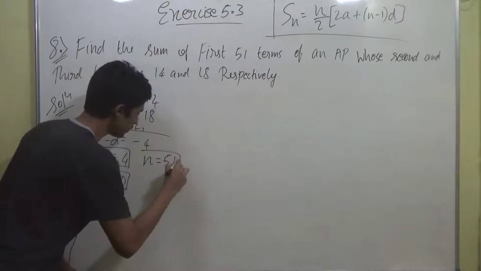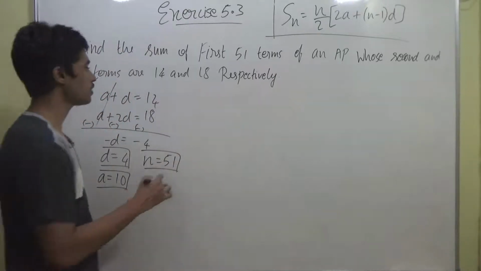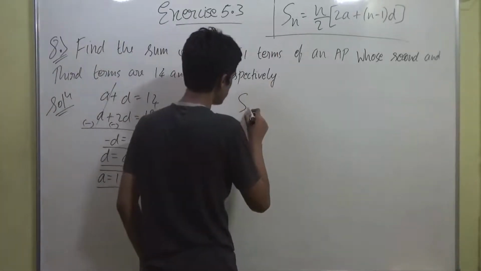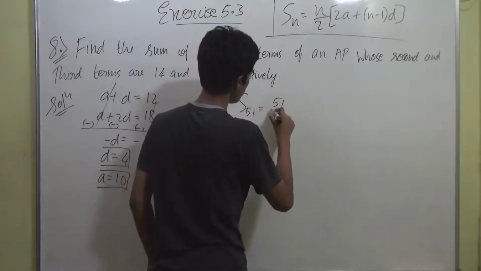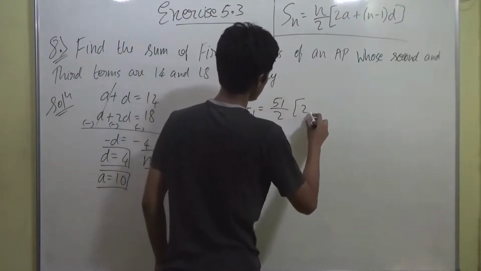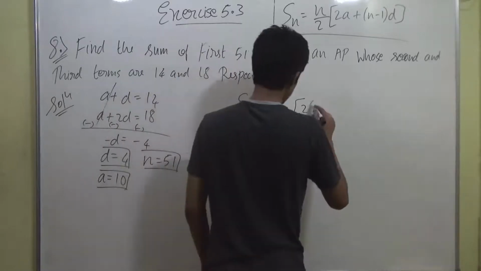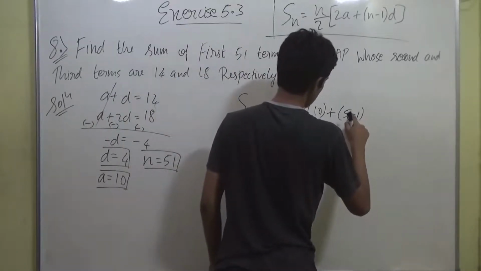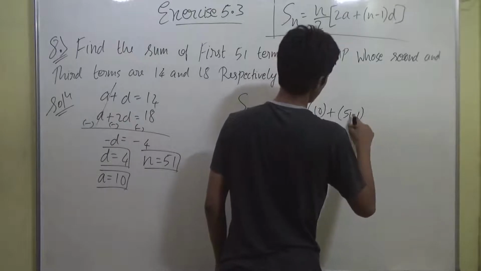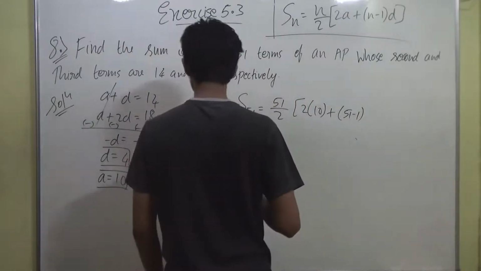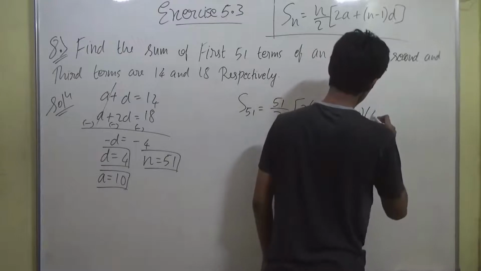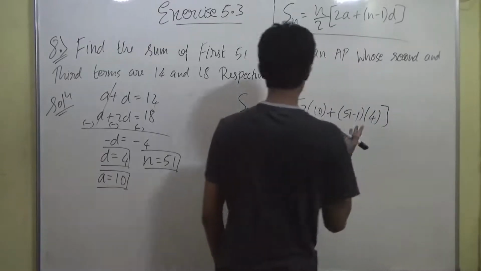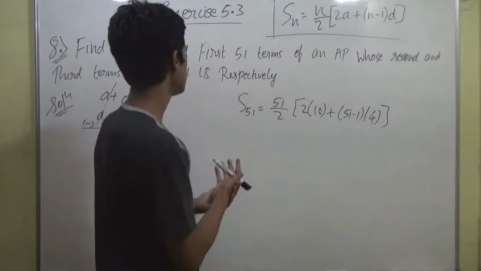They have asked that in the question. Now we can find the value of S of 51 using this formula. S of 51 equal to 51 by 2 into 2 into a, 2 into a is 2 into 10, plus 51 minus 1, right? 51 minus 1 into d. What is d? d is 4. Now we can solve this to get the value of S of 51, guys.